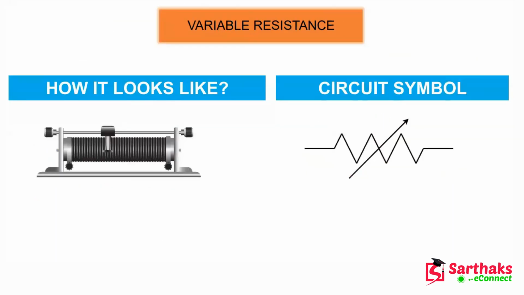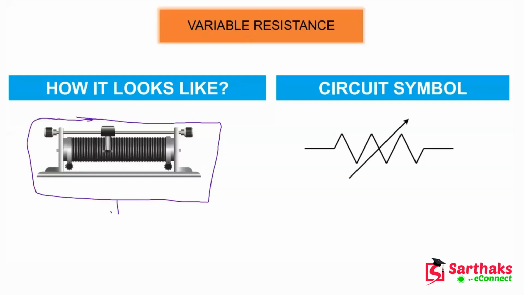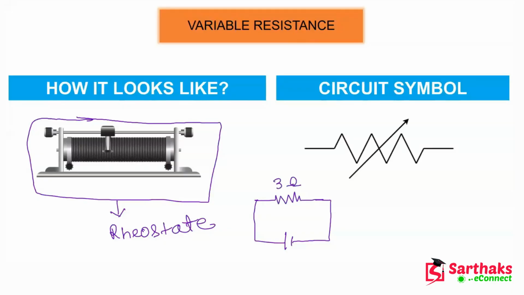Okay, so here we are. This is a variable resistance, and it is also known as a rheostat. Now you might think, how can it be a variable resistance? Let's suppose this is a circuit and this is your normal resistance, which we saw in the previous slide. It has a fixed value of 3 ohm, let's suppose, so its value will not change. It will remain 3 ohm.